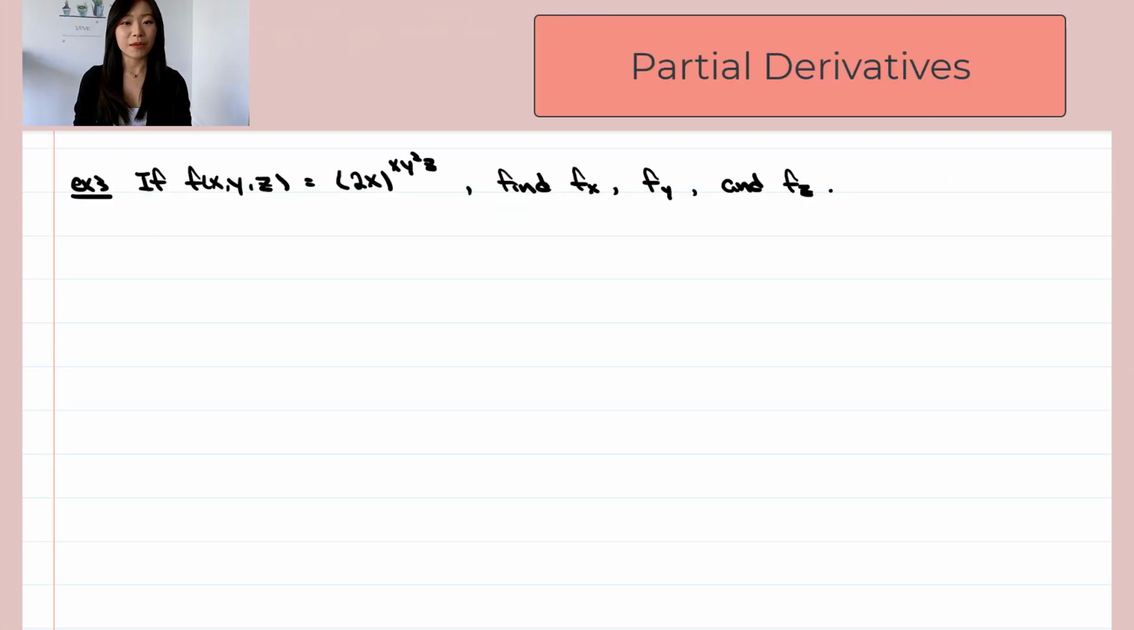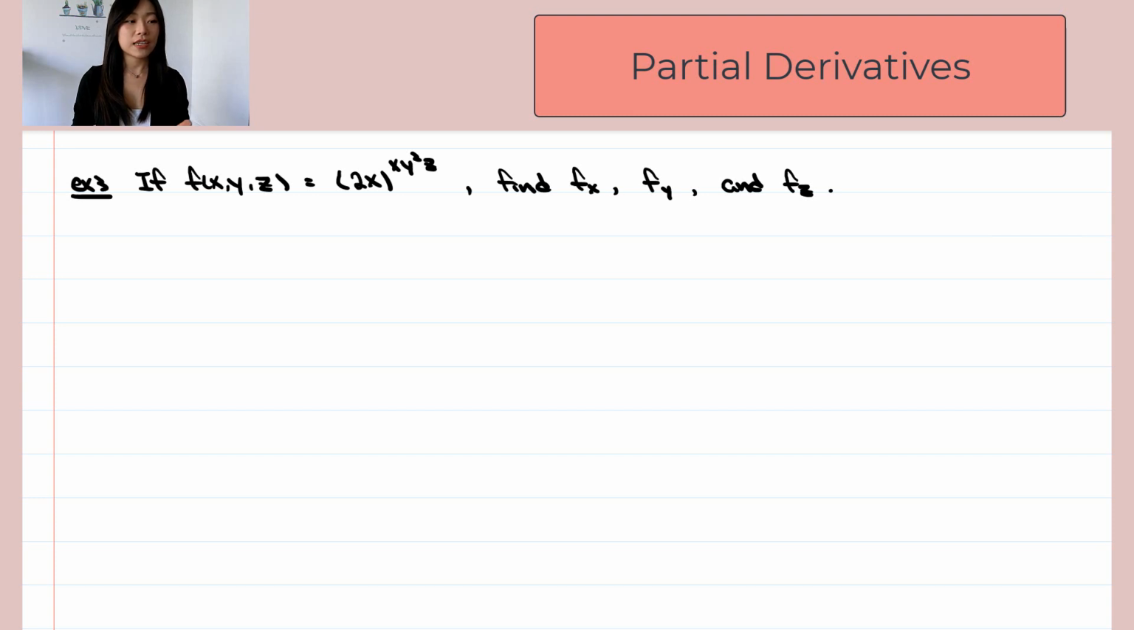Let's look at one last example. Here this function is a function of 3 variables, x, y, and z, and the rule is 2x to the power of x times y squared times z. We want to find the partial derivative of the function with respect to x, y, and z. Let's start with the first one.